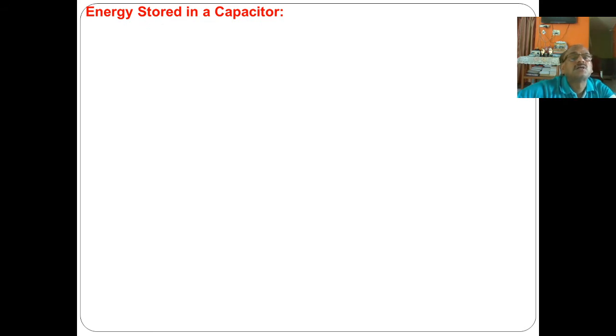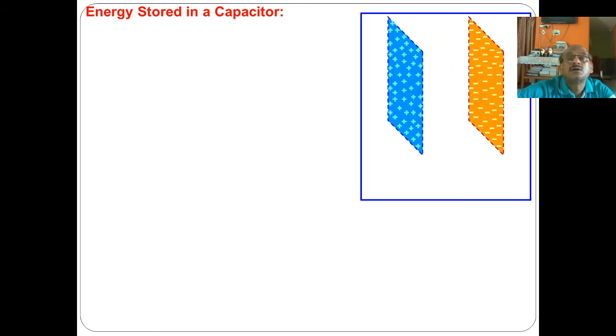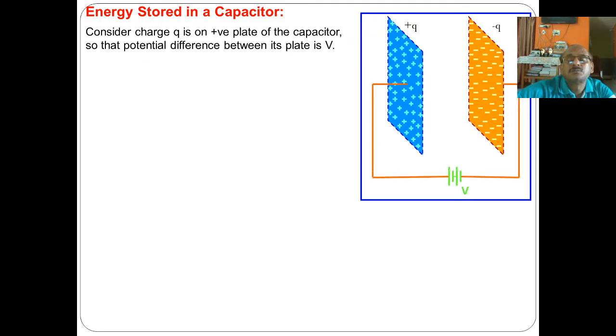Now this part, energy stored in a capacitor, is a very important area. So try to understand this one. If you have any query, you should inquire instantly. Let a parallel plate capacitor be connected with a battery V. At any moment, the charge is plus minus Q, meaning the positive plate has plus Q charge and the negative plate has minus Q charge.